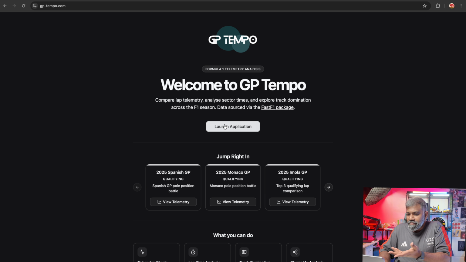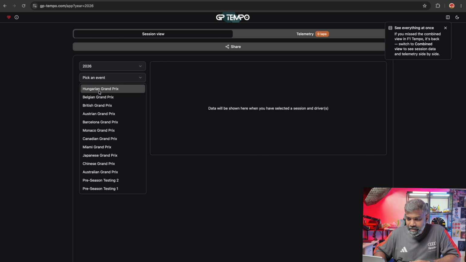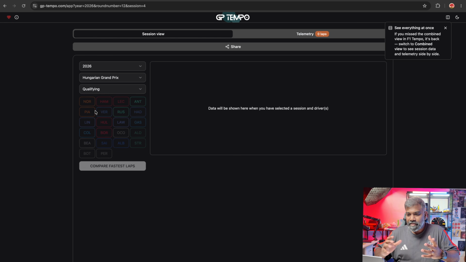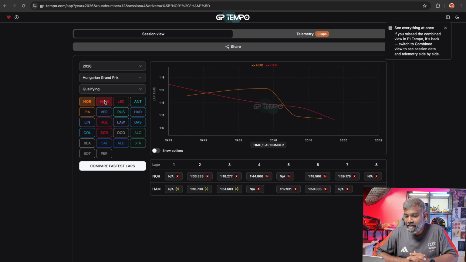So let's see how it is once you click on launch. First you get to pick a race, and in this case I'm going with the Hungarian GP, and I'm going to choose qualifying. And I know in qualifying Norris came first and Hamilton came second. So if I select these two drivers, you get to see across qualifying how their lap times were.